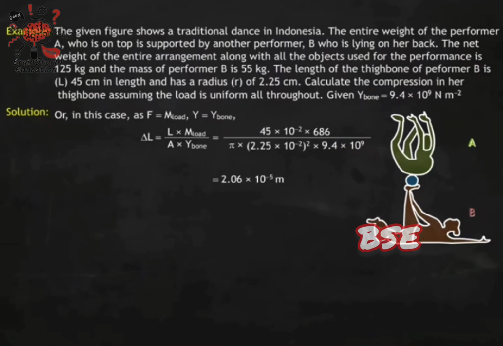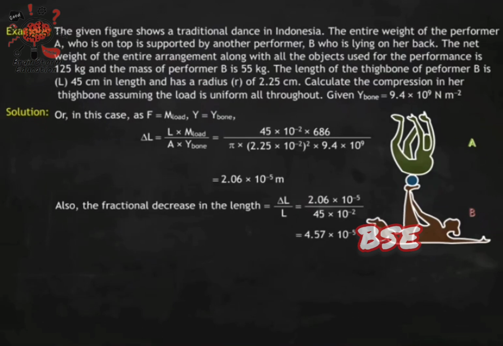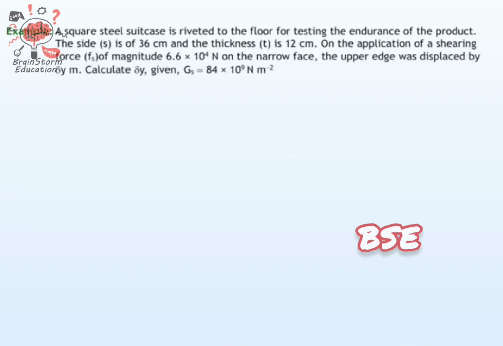Also, the fractional decrease in the length equals delta L by L, which equals 2.06 into 10 raised to minus 5 by 45 into 10 raised to minus 2 equals 4.57 into 10 raised to minus 5 equals 0.00457%.